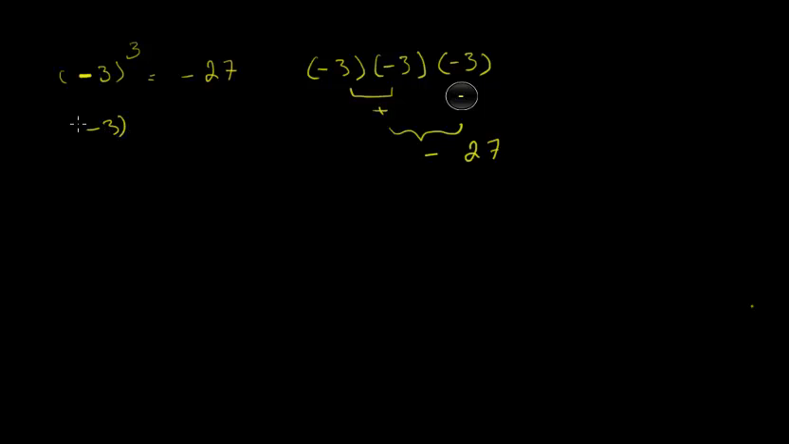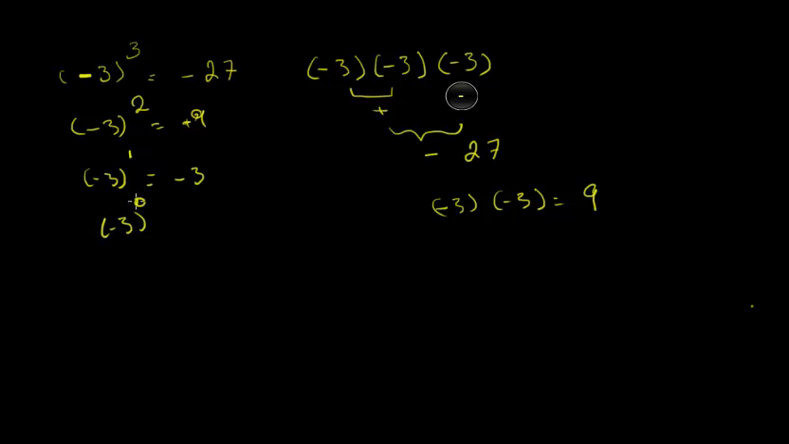Minus 3 to the 2nd power is positive 9. It is minus 3 times minus 3, which is 9, right? Then minus 3 raised to the 1st power is going to be minus 3. Minus 3 to the 0 power is 1.